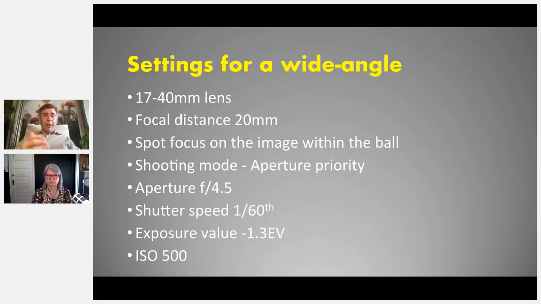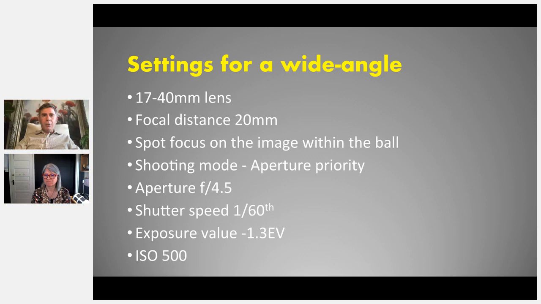So we talked about the base settings. Here's an example now of how that can be radically different depending on the location that you're photographing in and the story you want to tell with that particular photograph. So this time we're not using a longer distance lens at all. It's the opposite. We're using a 17 to 40 millimeter wide angle lens on a Canon camera. And this particular photograph was set to 20 millimeter focal distance.